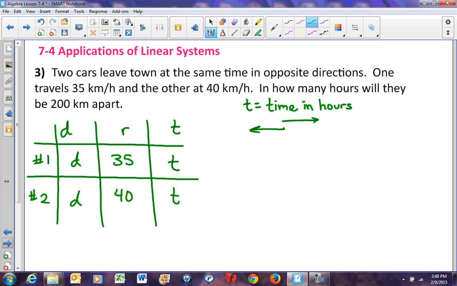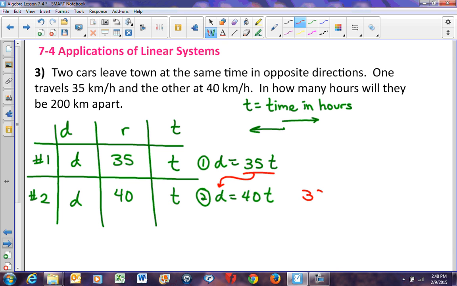Okay, so in this first equation we have d equals 35t. In the second equation we have d equals 40t. Two equations, equation 1 and equation 2. I can use substitution really easily because I already have one variable solved. It says d equals 35t. So now in equation 2, every time I see a d, I'm going to put in 35t. So I now have 35t equals 40t.